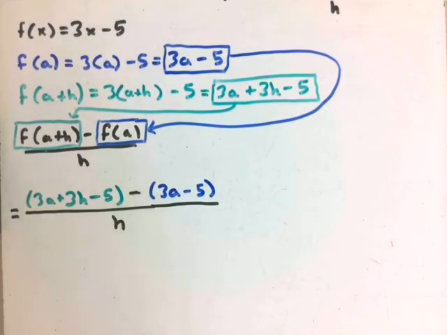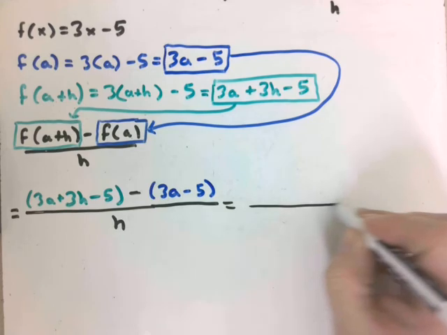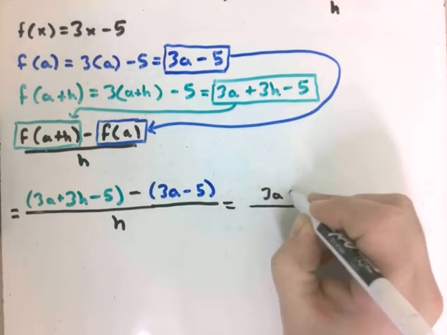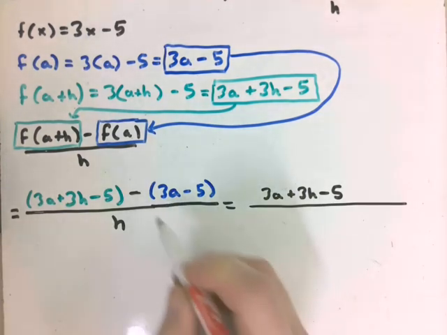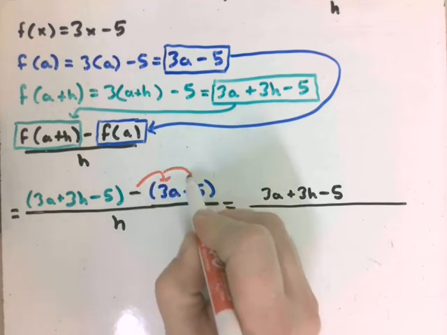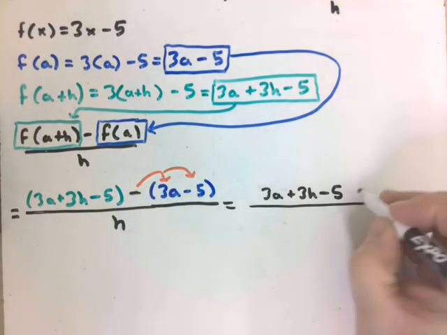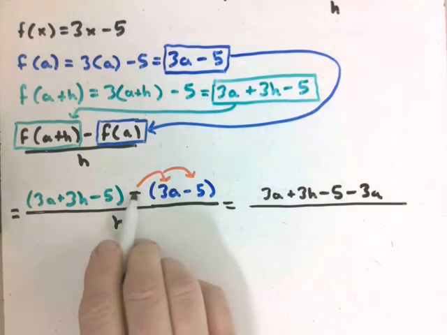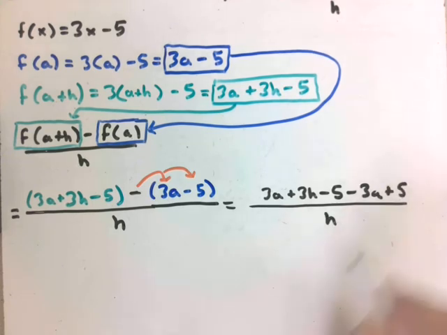The green set of parentheses that we have here, there is nothing in front to distribute in, so I can drop those parentheses off. We don't need those at all. So that's going to be 3a plus 3h minus 5. After the subtraction, we have two terms. So I'm going to distribute that subtraction into both of those terms so that I can drop those parentheses off. That would give me a minus 3a, and then the negative with the negative 5 would give me a positive 5, and then all of that is over h.